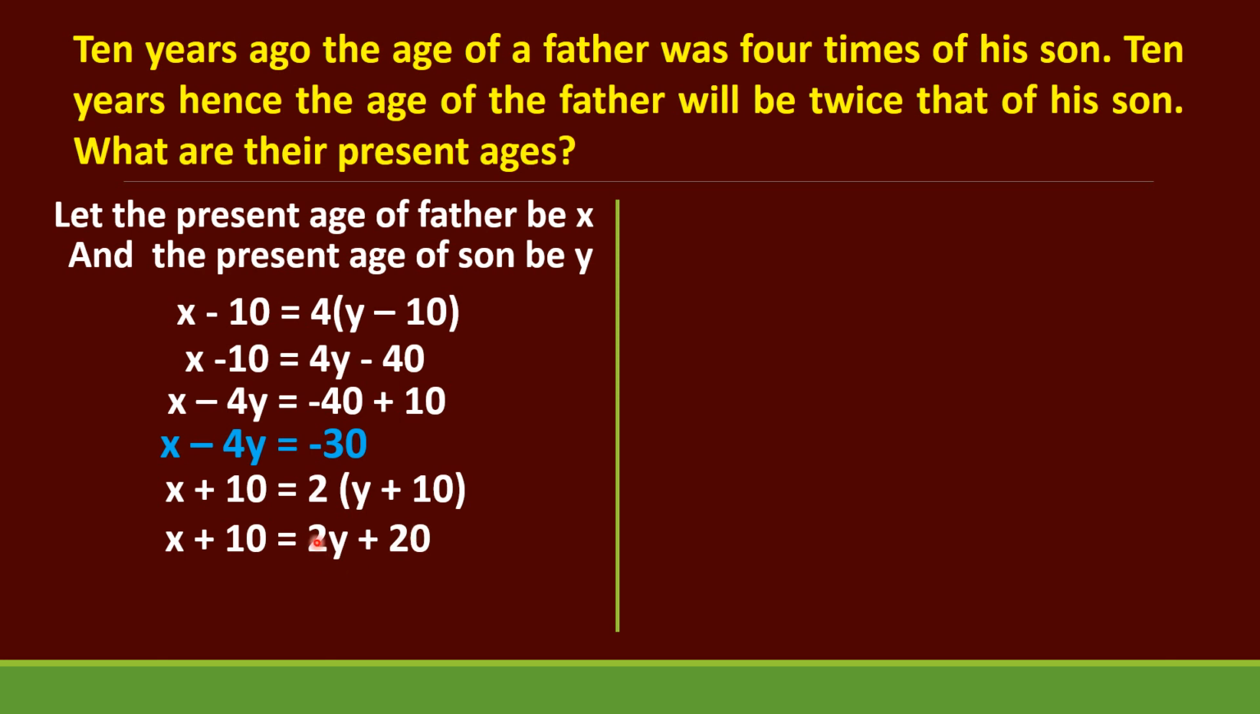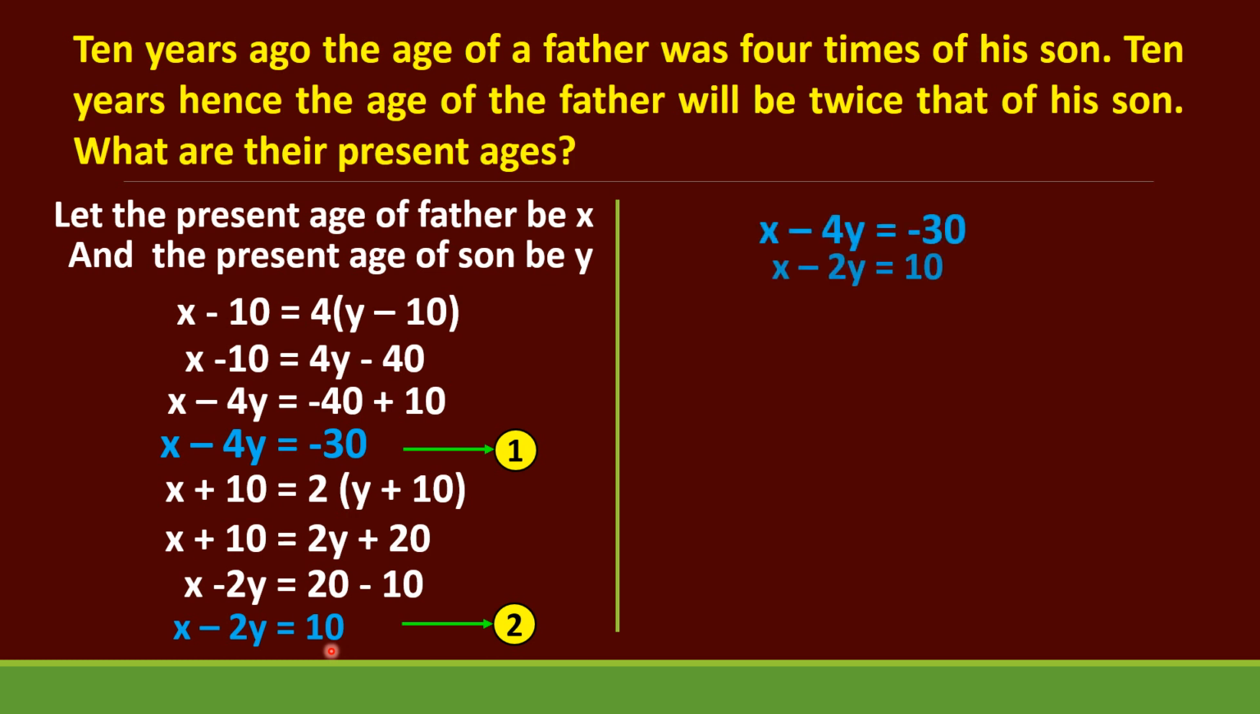And then take this 2y to this side and 10 to this side. We get x minus 2y is equal to 20 minus 10. Hence the equation is x minus 2y is equal to 10. Now this is our first equation and this is our second equation. We got two equations. We can use the elimination method or even we can use the substitution method also. But here we are going to solve this equation by taking two equations together and use the elimination method.